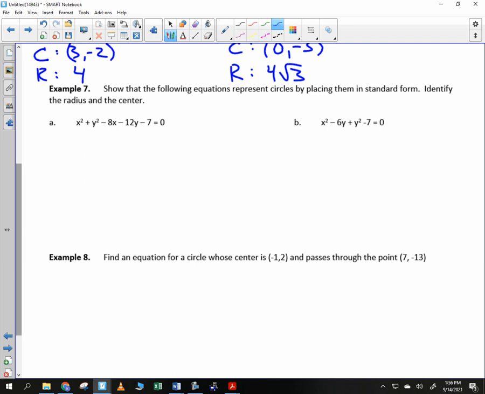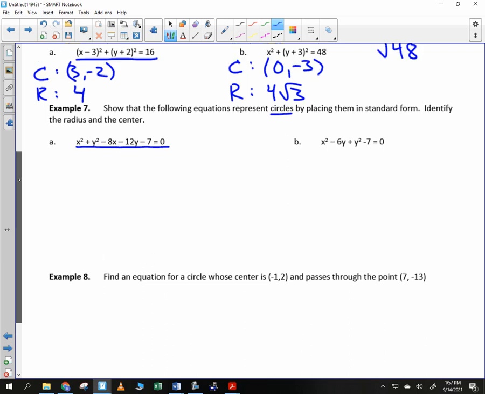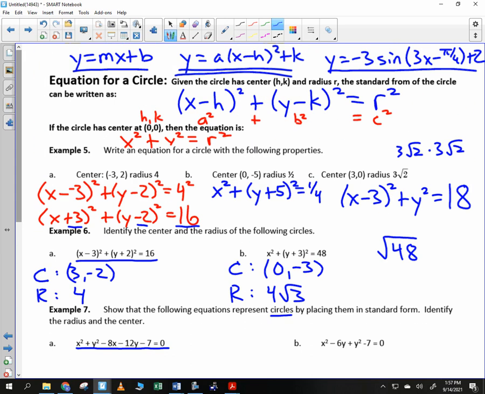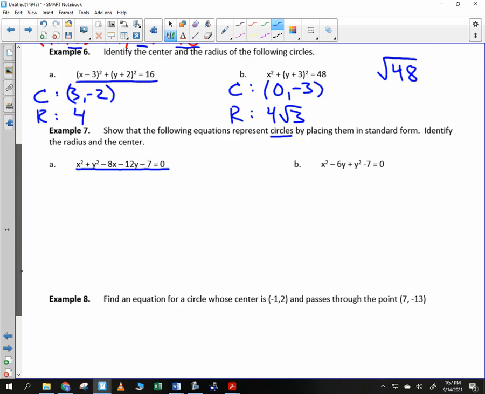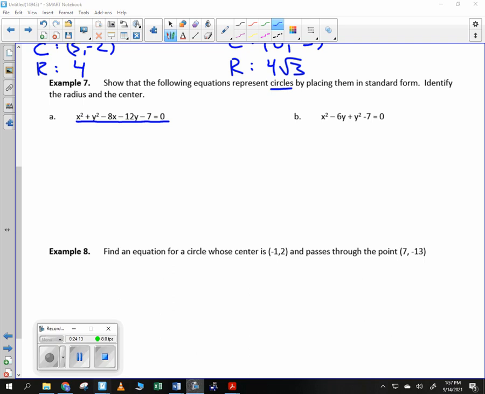So here's the catch. It's to show that the following equations represent circles by placing them in the standard form. This is a circle, but when you look at it, you can't tell the center or the radius, can you? And the reason why is because it is not a completed square. Notice the form all has a completed square. And so, someday after school we'll go over it. So, how does it go?